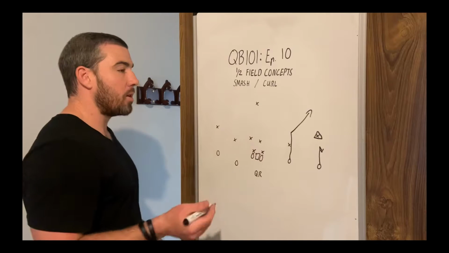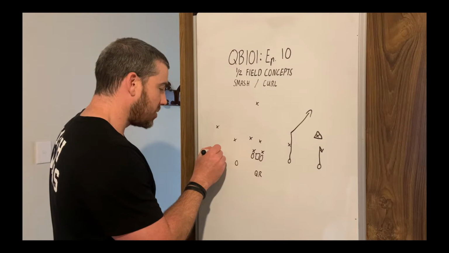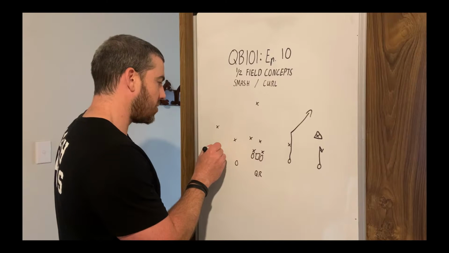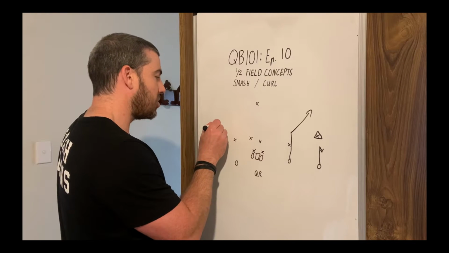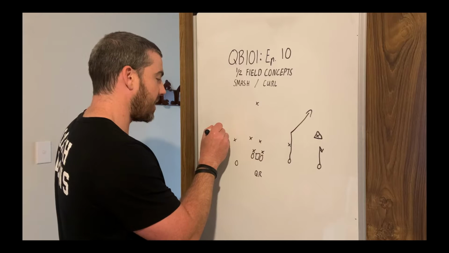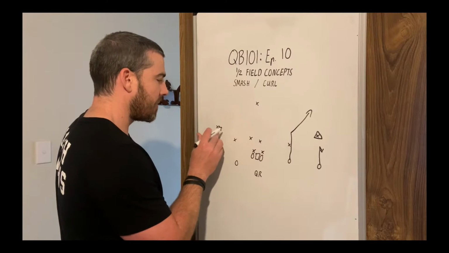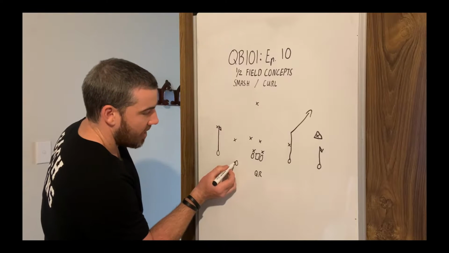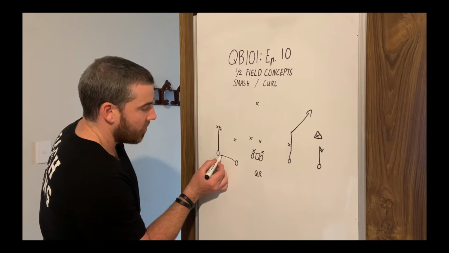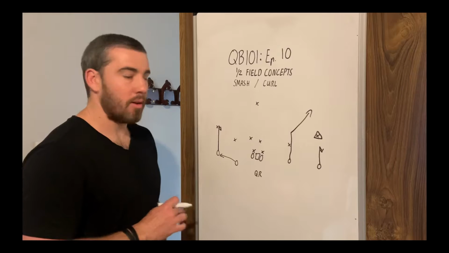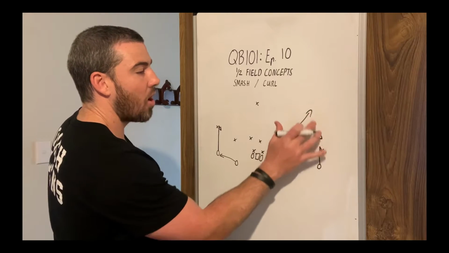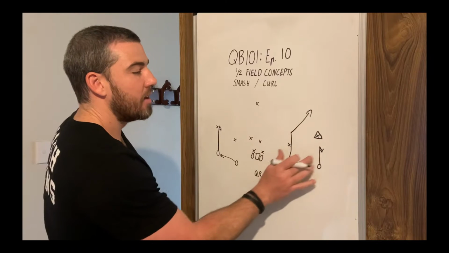Over the other side, we're going to talk about the curl. For the curl, depending on the offense you run, the depth is usually 7 to 8 yards. It could even be as deep as 10, but usually it's that 7 to 8 yard hitch. And then we have an arrow route from the slot. Again, very similar because we have this high-low read. There's a deep route, there's a shallow route.